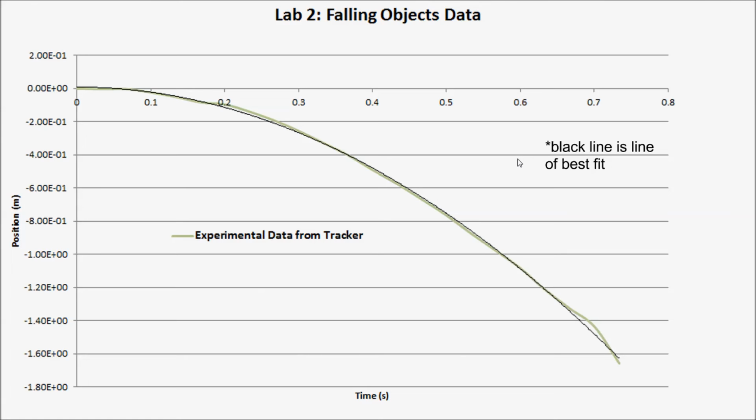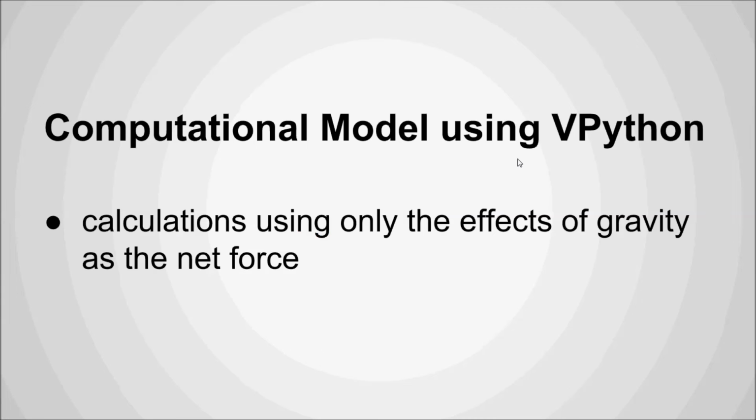Here's a simple position versus time graph for the data from Tracker. I included a line of best fit to account for the human error when plotting the positions. Now we're going to get to a computational model using VPython. Remember that the net force is only due to gravity in this model.